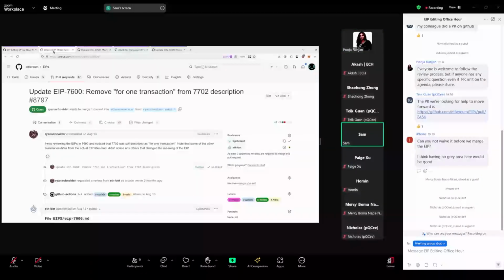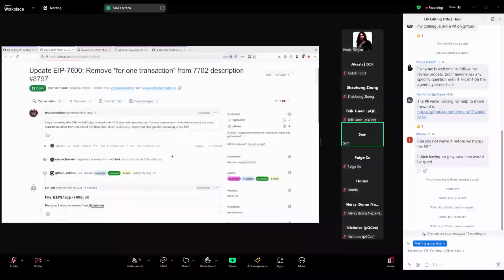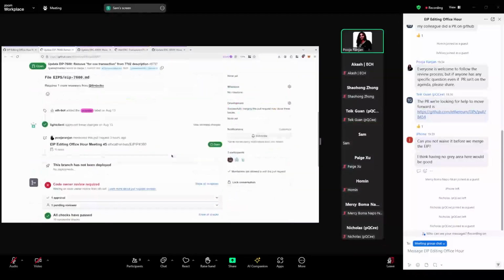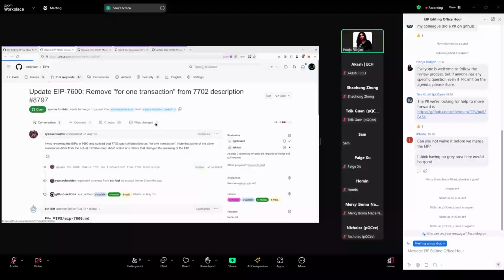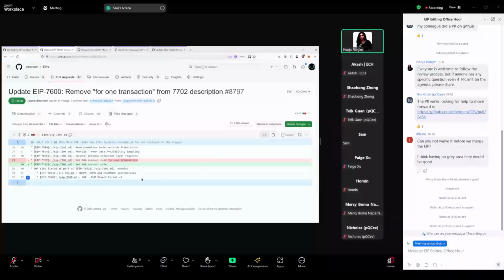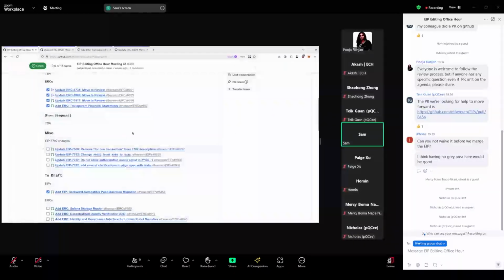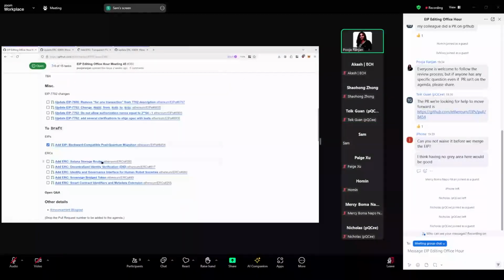Okay. Thank you. 7600, 7702 is still described as for one transaction, not that some of the other summaries. Okay. So this seems like a very simple one, and I checked 7600. It still says last few words. Yeah, okay. So this is up to Tim to merge when he gets the chance, I guess. Okay. Yeah, okay. Solana storage router.